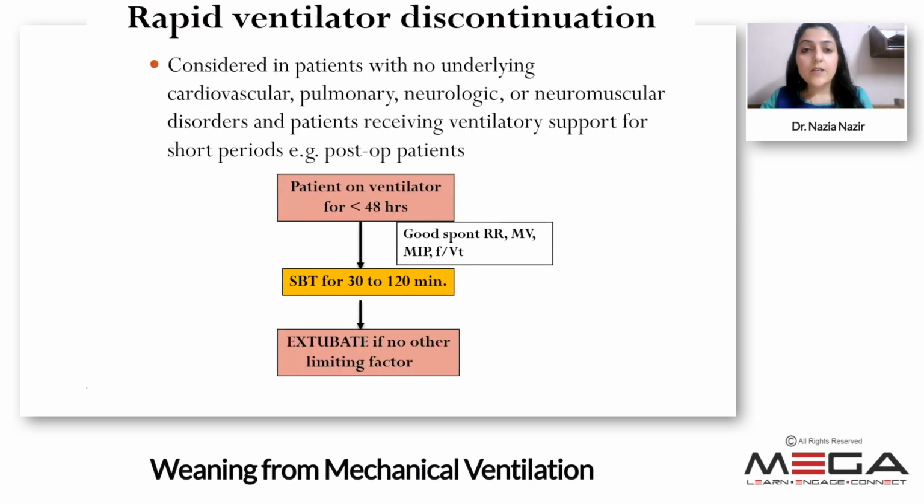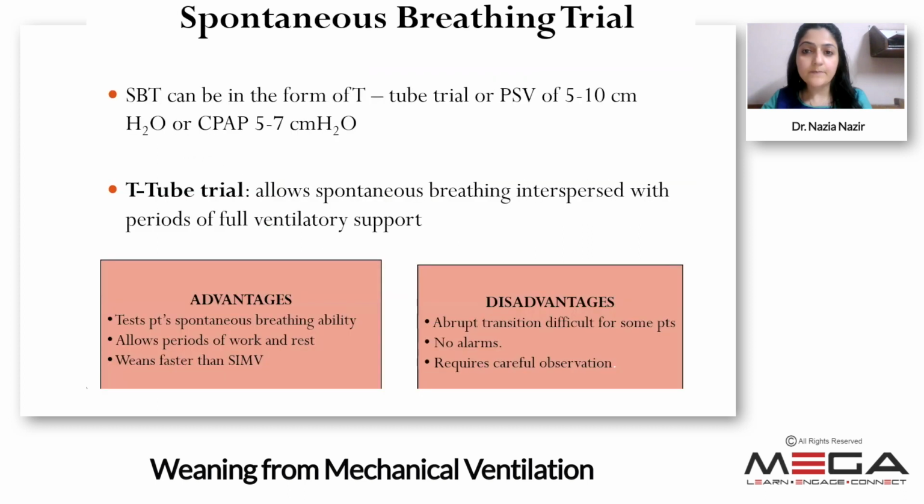So rapid ventilator discontinuation can be tried in patients with no underlying comorbidity, such as post-operative patients, and usually these patients are on the ventilator for less than 48 hours with a good respiratory rate and maximum inspiratory pressure. Give a spontaneous breathing trial for 30 minutes and extubate if there is no limiting factor.